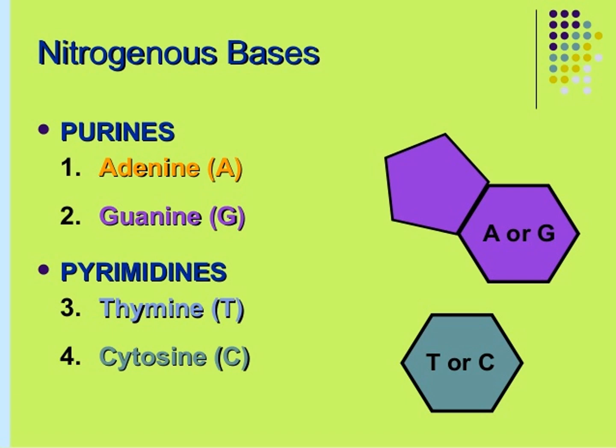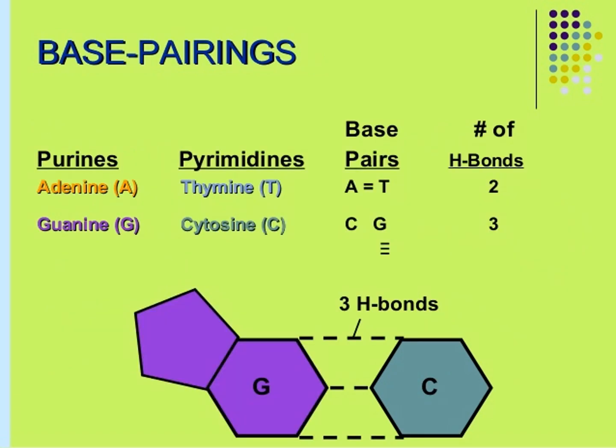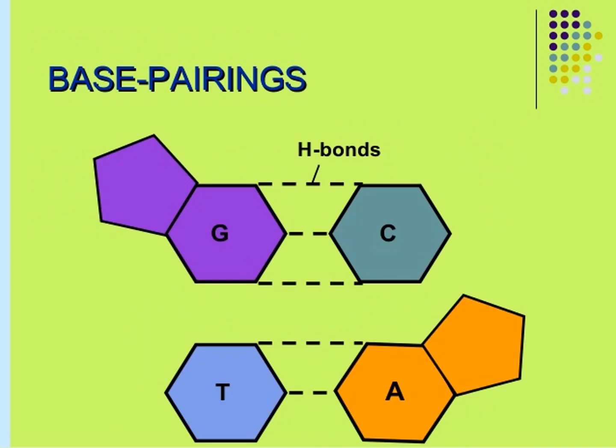Adenine and guanine are grouped under purines, and thymine and cytosine are grouped under pyrimidines. And we must know which base is paired with which base. For example, guanine is always paired with cytosine with the help of 3 hydrogen bonds. Here you can see the 3 hydrogen bonds. But in the case of adenine and thymine, adenine is always paired with thymine with the help of 2 hydrogen bonds. But actually, these hydrogen bonds are very weak.